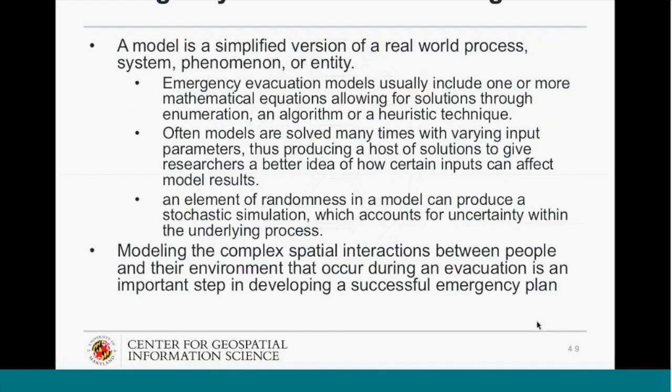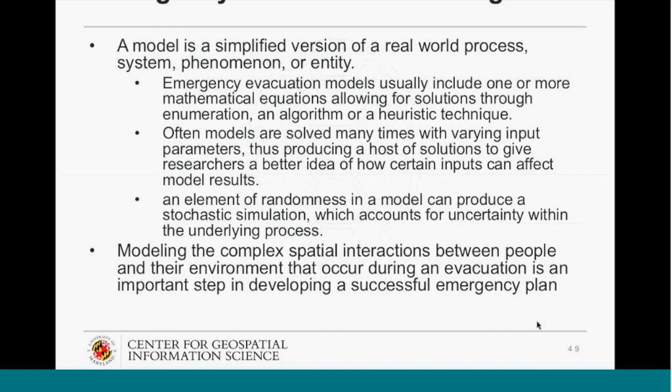So one way to help plan for emergency evacuation is to create a model, right? A model, very simply, is a simplified version of a real-world process, system, phenomenon, or entity. And your typical emergency evacuation model is going to have one or more mathematical equations that you can solve through enumeration, using an algorithm or a heuristic technique. And I'll talk a little bit more about what those terms mean.